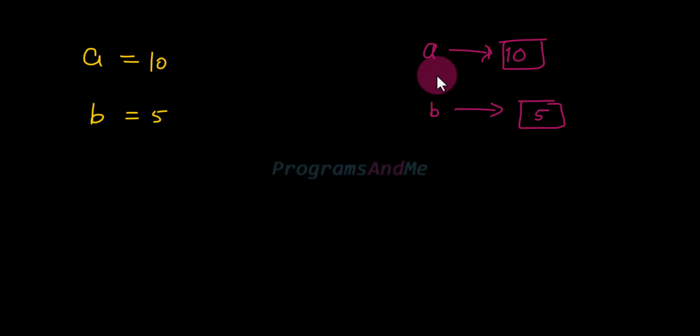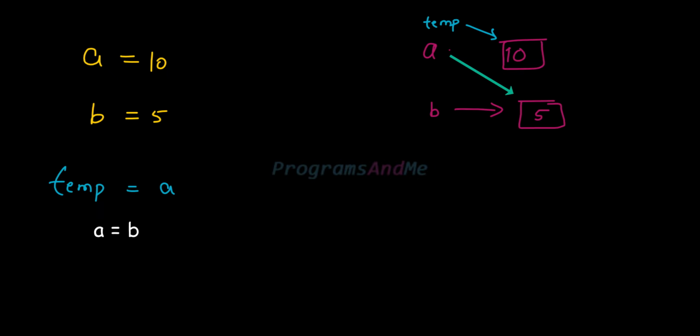How to do that? For that, what we'll do is we'll use a third variable, temp, and I'll assign variable a. So now temp will point to value 10, right? Now next what I'll do is I'll take a equal to b. A is pointing to value 5.